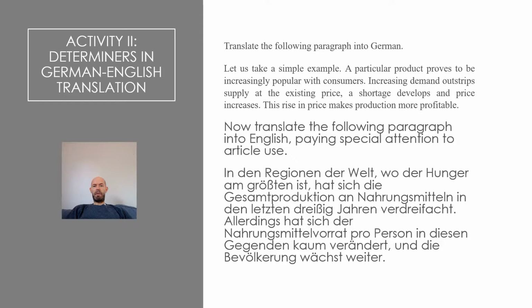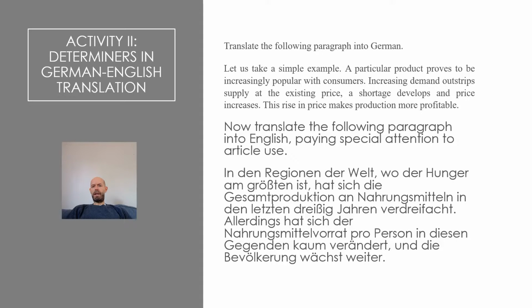Okay, but let's start with the first sentence. Let's take a simple example. That's one of these phrasemes that we discussed last time that are used in academic language. In German, we have a very similar phrase, nehmen wir ein einfaches Beispiel, which is particularly appropriate to textbook style, as in this case. A particular product proves to be increasingly popular with consumers. Well, ein bestimmtes Produkt, we don't actually need to say bestimmt here in German, just ein is sufficient.